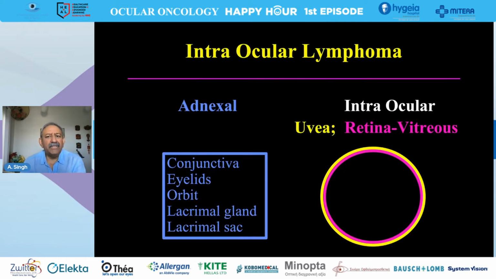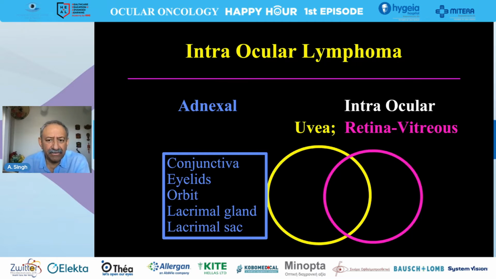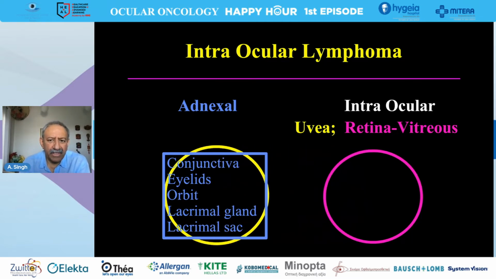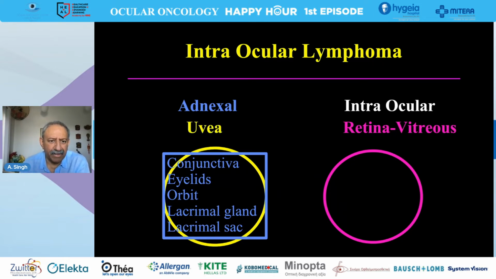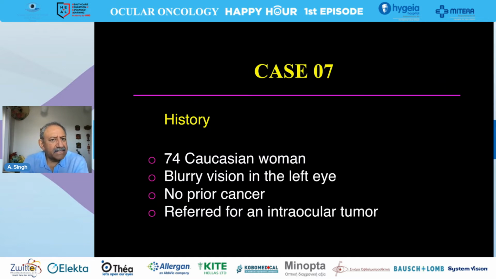So when you're looking at uveal lymphoma, and we don't have time to talk about lymphomas in detail, just know that there are two kinds, uveal and vitreoretinal. Uveal lymphoma is more like an adnexal lymphoma, and they are treated that way and managed accordingly. So it's very different from the primary CNS lymphoma, which is the vitreoretinal lymphoma. So this is the next case.